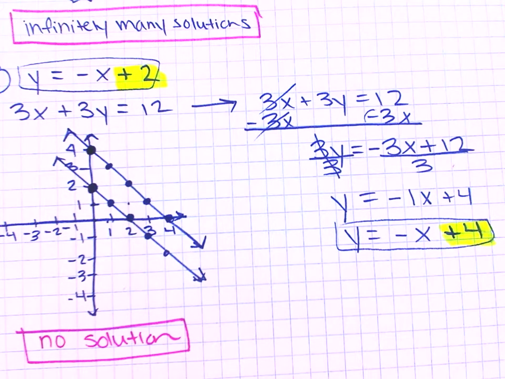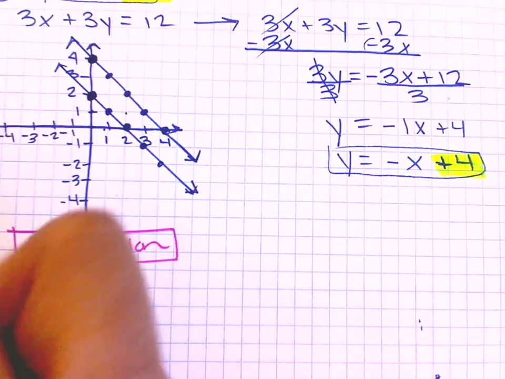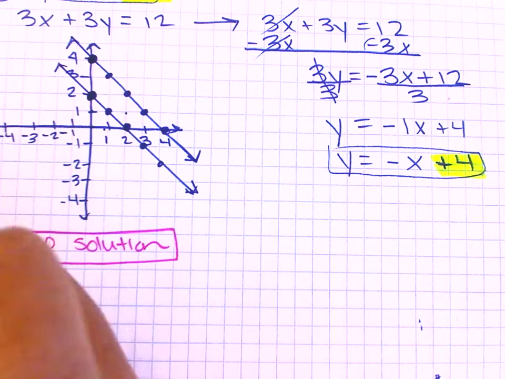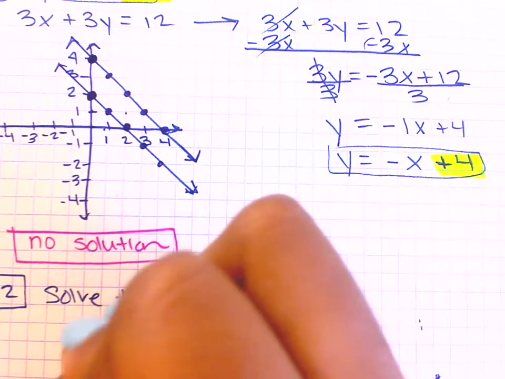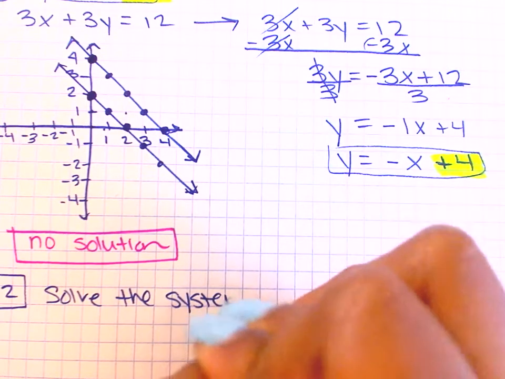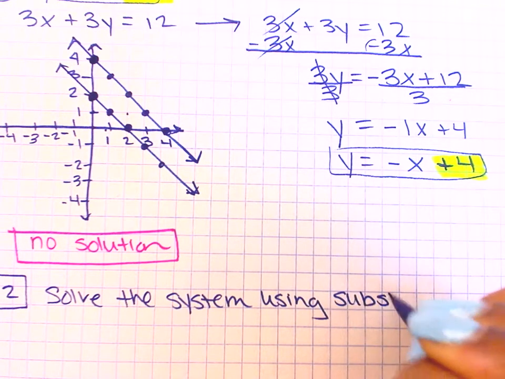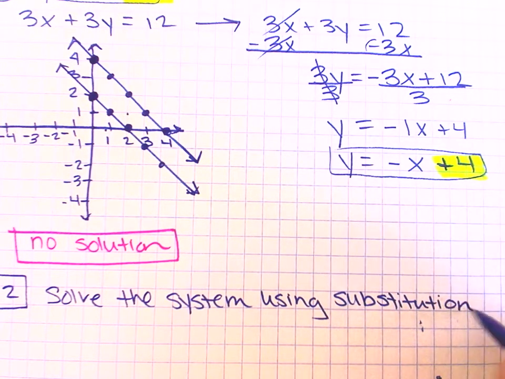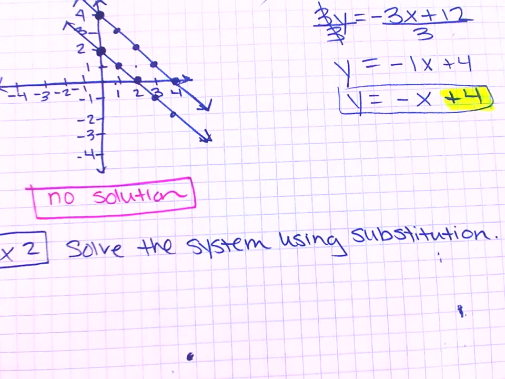All right. Let's go to example 2, which is solving by substitution. Example 2. Solve the system using substitution. Come on, guys, you're smart. You can write it. Take notes. When you get to high school, your teacher's not going to make you take notes, and you're going to be stuck. So you got to get good habits now. Solve the system using substitution.